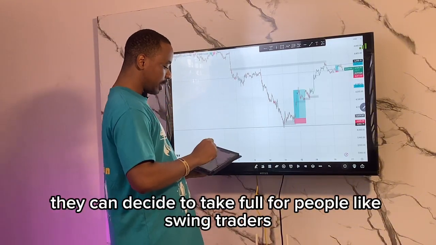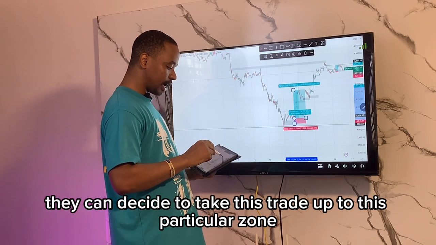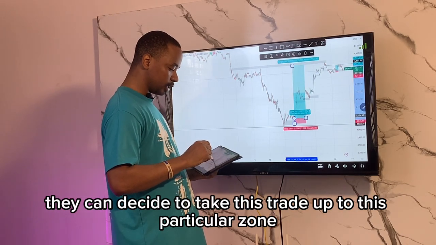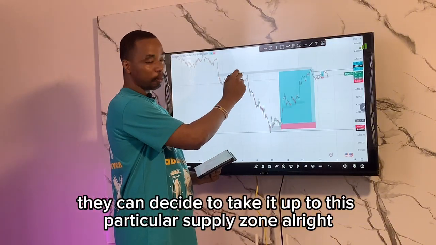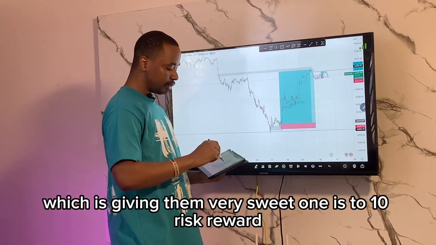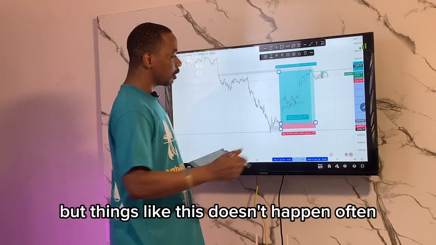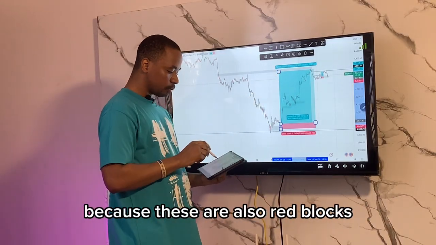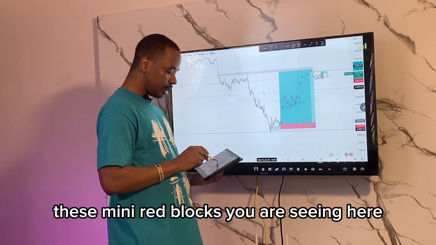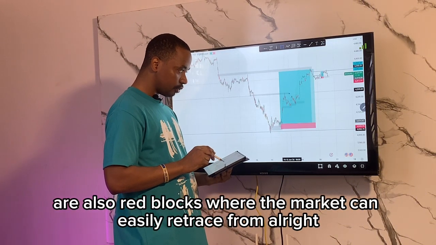For other people, like swing traders, they can decide to take this trade up to this particular supply zone, which is giving them a very sweet 1:10 risk reward. But things like this don't happen often, because these are also roadblocks. These mini roadblocks you are seeing here are also roadblocks where the market can easily retrace from.